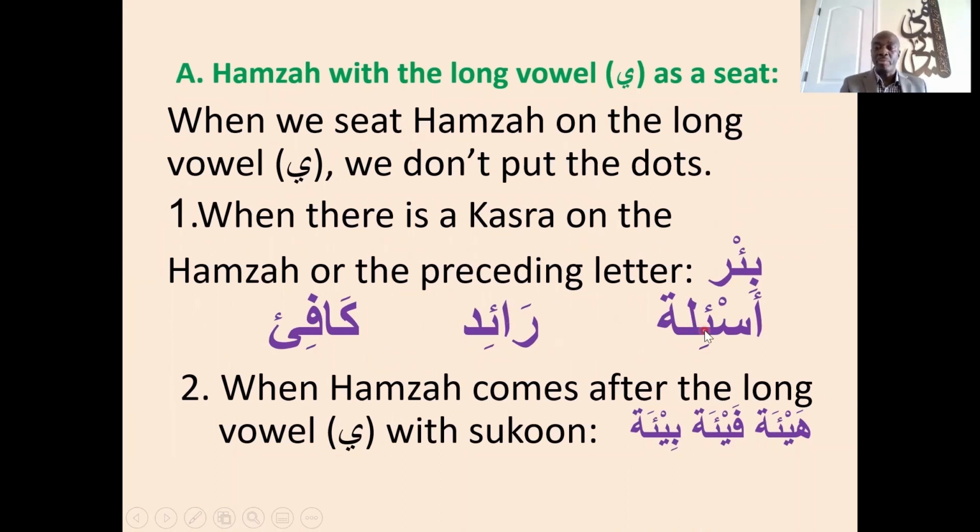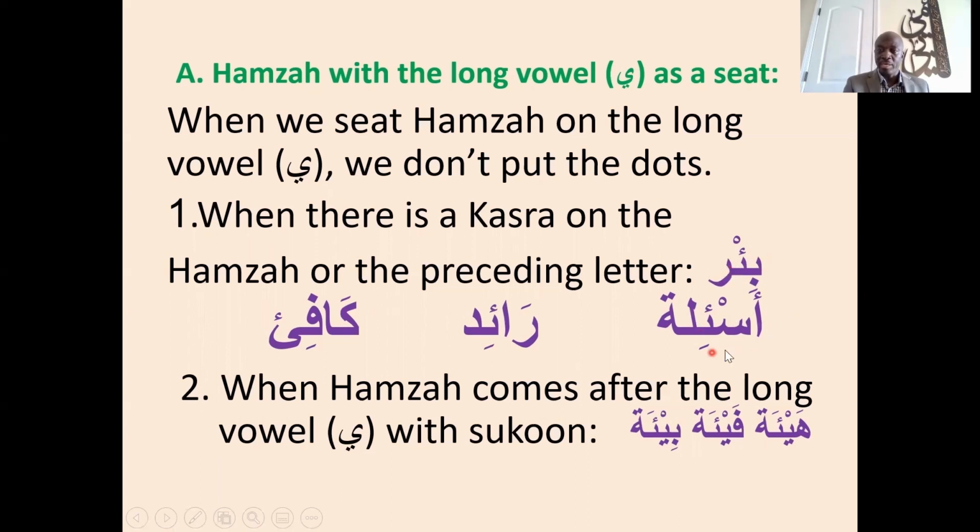So the rule here to remember is we only care about two letters, the hamza itself and the letter that precedes the hamza. We see the diacritics or the short vowels on these two letters. For instance, here we have the letter ba, and the letter ba has the kasra. See the kasra, and the hamza itself has the sukoon. So the kasra is the strongest. So the kasra dictates the ya as a seat for the hamza. Bi'r, and bi'r is the well.